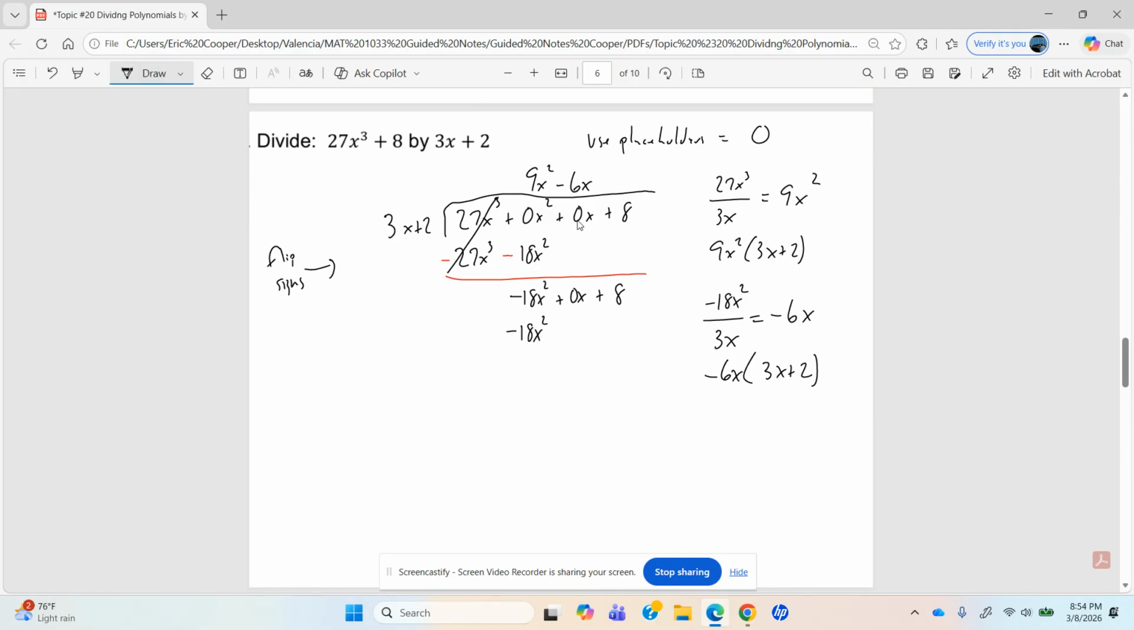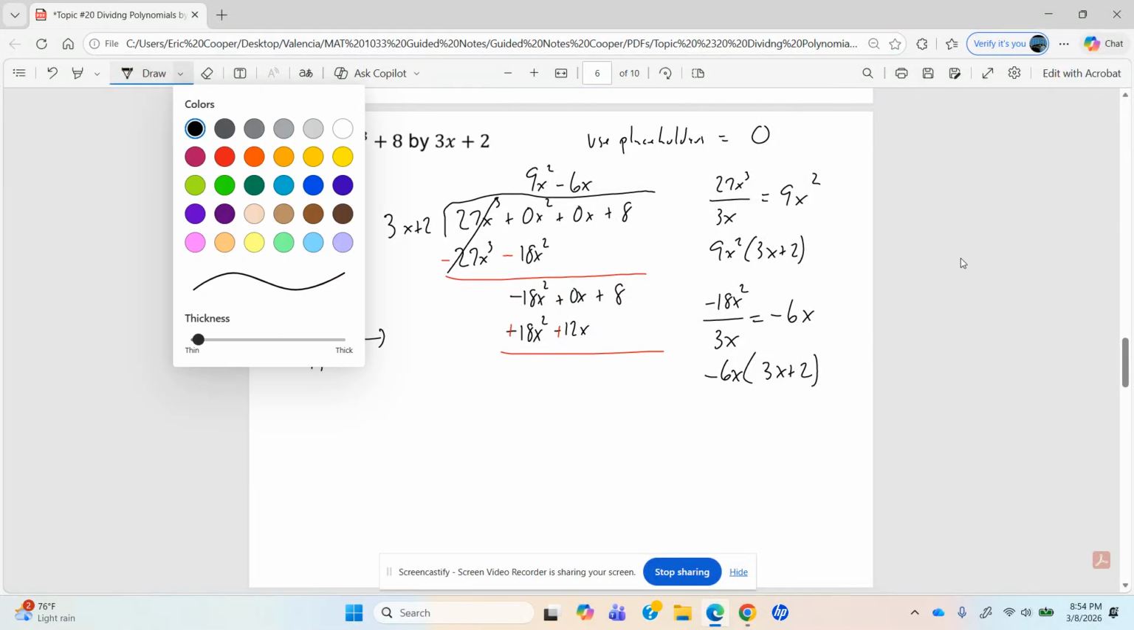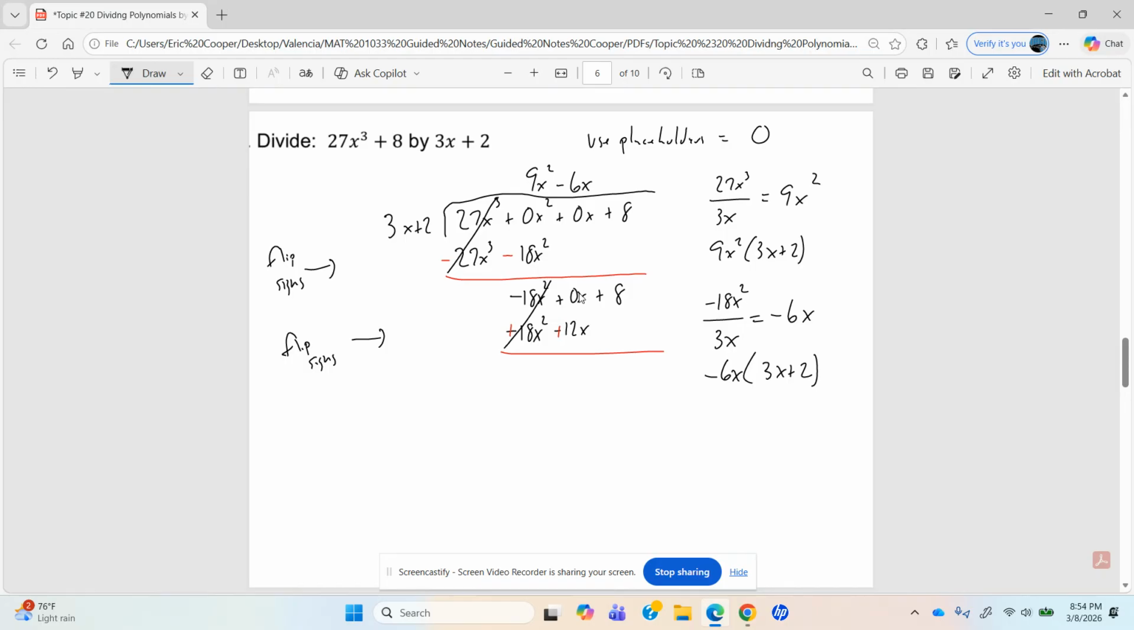These match, so that's good. Negative 6x times 2 is negative 12x. Once again, once we get to this point, we're going to go through and flip the signs. They're both negative here, so now they're going to both become positive signs. The front terms cancel. 0 plus 12x is 12x, positive 8.